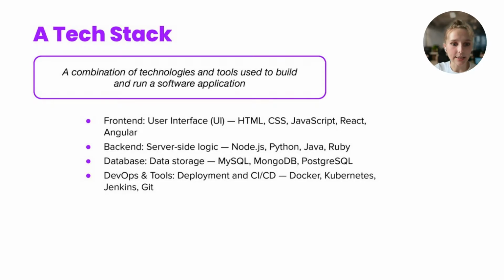First, it's Frontend, what users see and click on. Here you see also the examples like HTML, CSS, JavaScript, React, Angular, and so on. Then backend. This is the server-side logic, APIs, calculations, and so on. Also, we have different kinds of database, where the data lives, for example, MySQL, and so on. And last one, but not least, DevOps and tools. So how everything gets deployed, tested, and maintained.